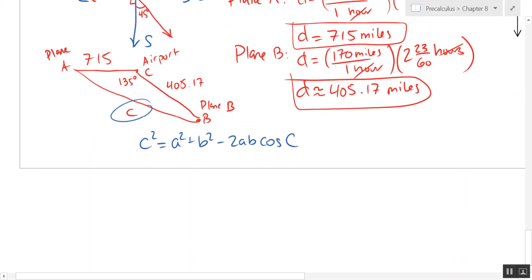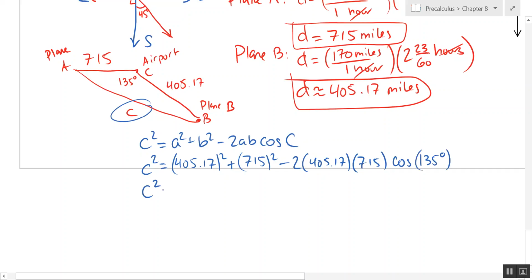We fill in what we know, and C squared is equal to, and again, it doesn't matter quite which one is A squared and which one is B squared, but it will say 405.17 squared plus 715 squared minus 2 times 405.17. That's A. B is 715 times the cosine of 135 degrees.